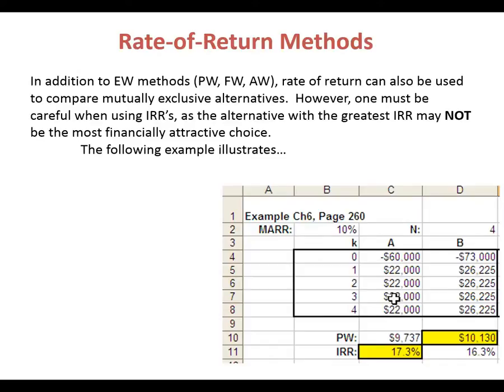So here I have an example of a spreadsheet where we've got a certain number of years and alternative A and alternative B that we're comparing. We've got a MARR of 10%, so that's the minimum that we'd accept.